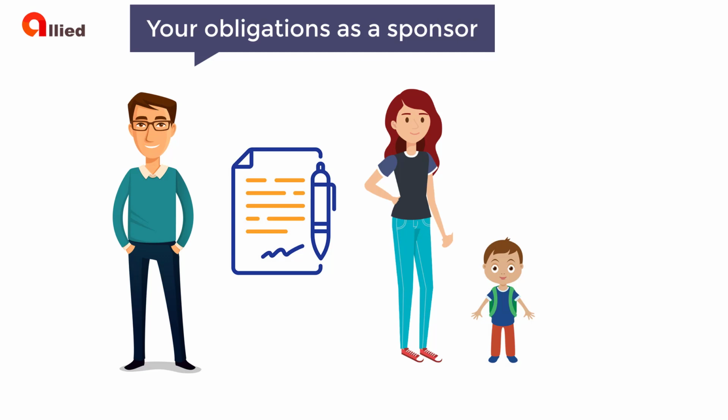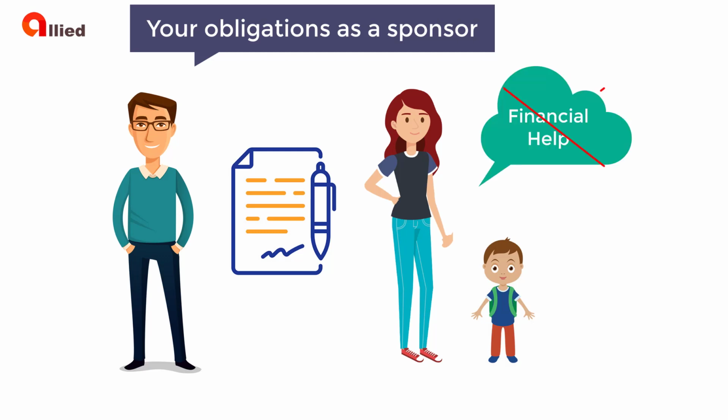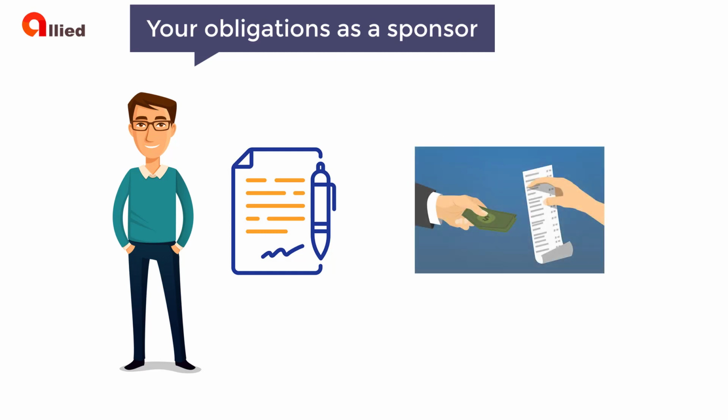Before signing the undertaking agreement, you must make sure the people you sponsor won't need to ask the government for financial help. If they receive social assistance, you'll have to pay back what they received during the time you are legally responsible for them. You won't be able to sponsor anyone else until you've repaid the amount.